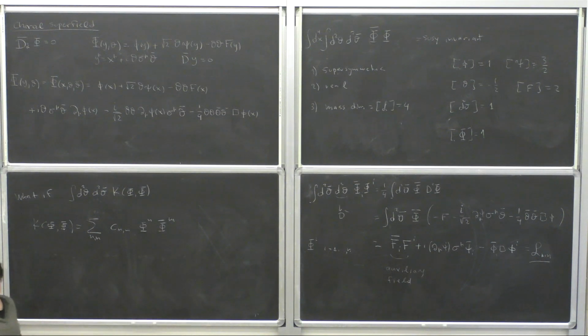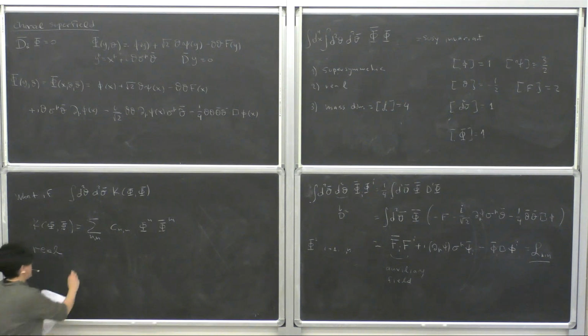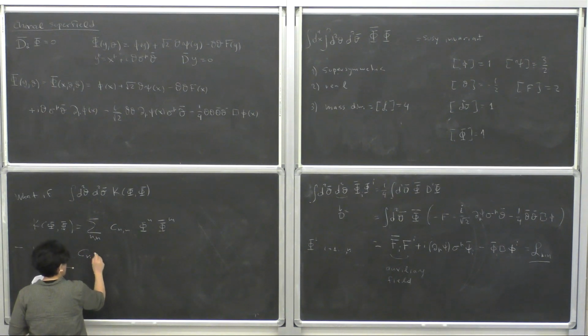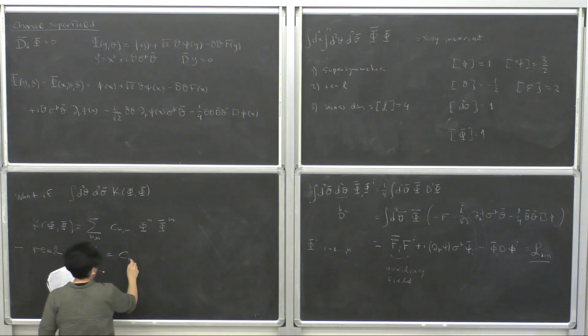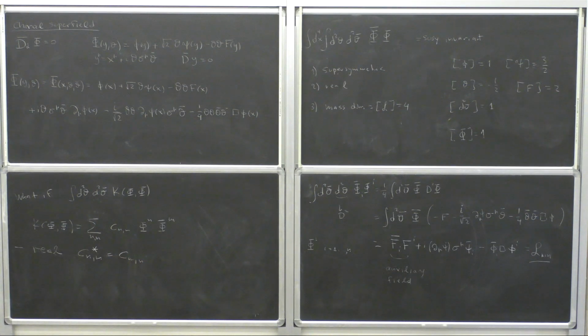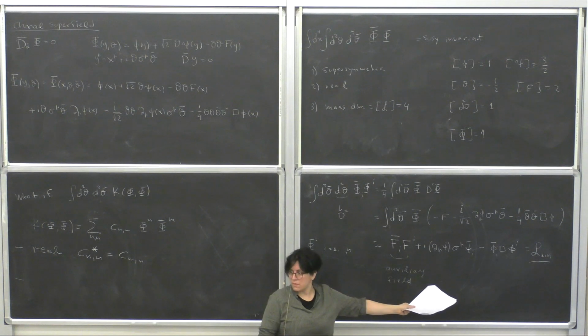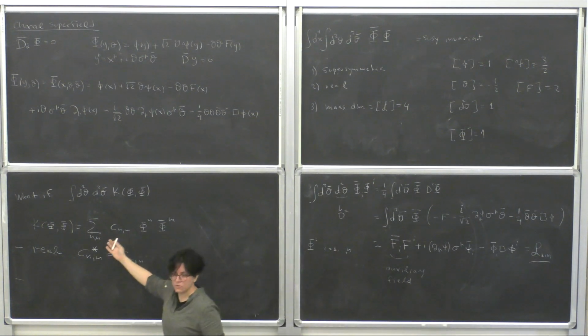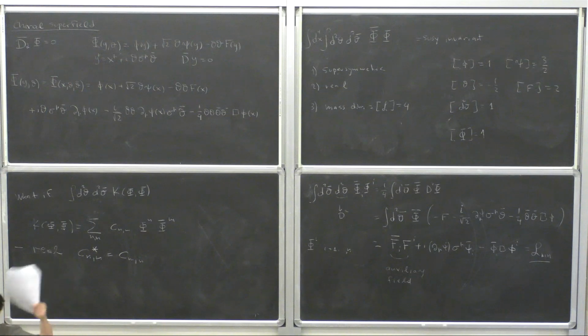But this guy is supposed to be a Lagrangian, yes? So first of all, if I do this, it should better be real. Otherwise, it's not a good Lagrangian, yes? So for this to be real, I need that C_{n,m} star is equal to that. Otherwise, problem. What else? So we know how to get normal kinetic terms.